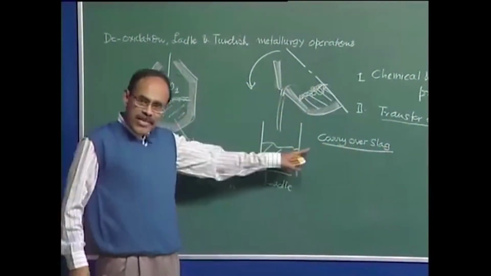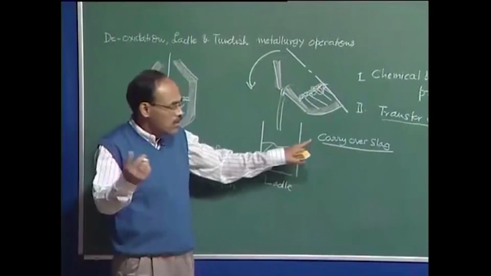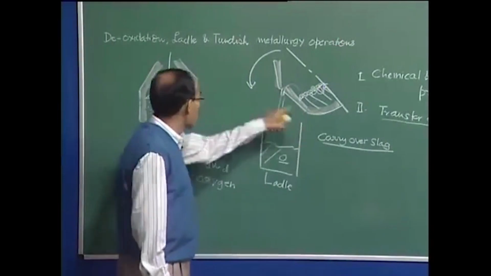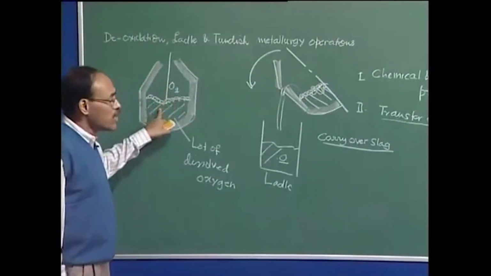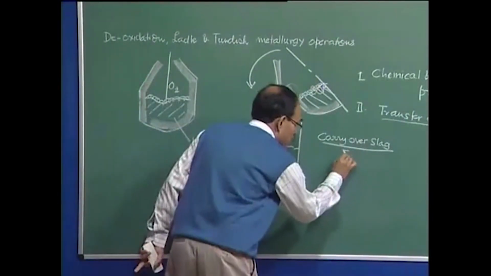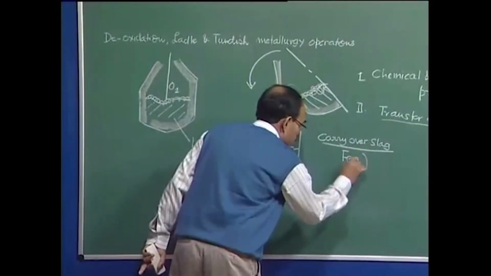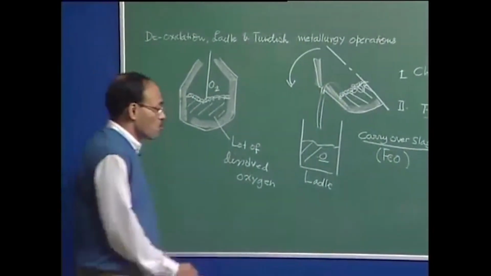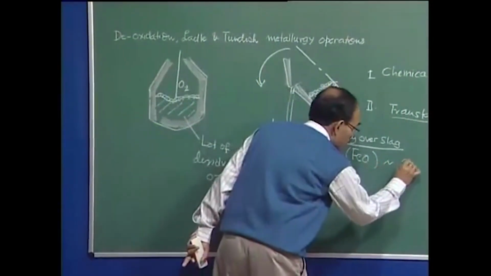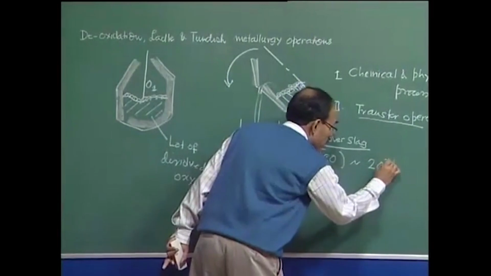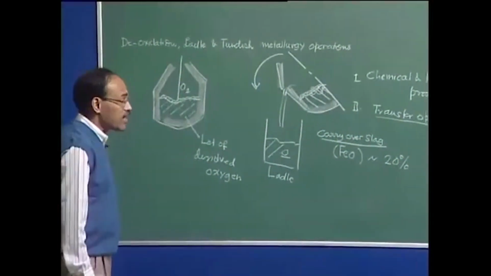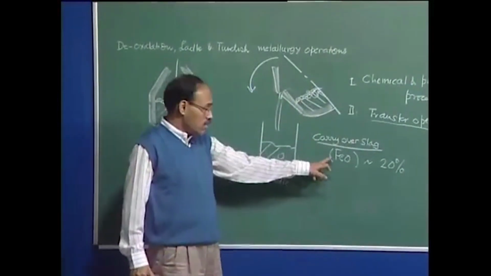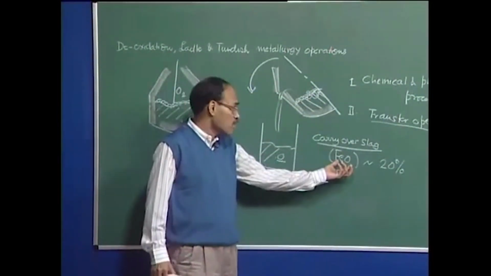This slag is a highly basic slag, contains silica, and most importantly, because of a large amount of oxygen injection, this carryover slag is going to be rich in dissolved oxygen, or its iron oxide content is going to be very, very large. Depending on the process, we can have approximately 20% iron oxide in the slag itself. And mind it, this is a highly oxidizing slag. Its oxygen potential is very, very large.